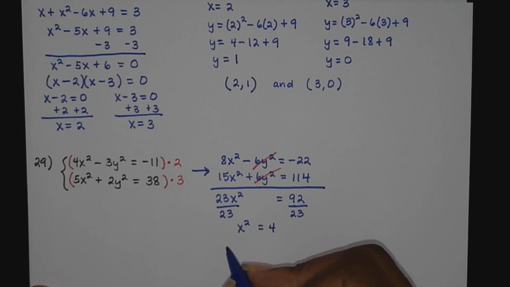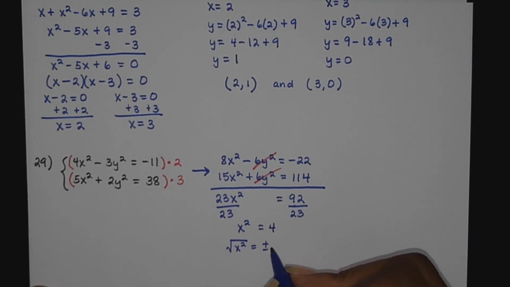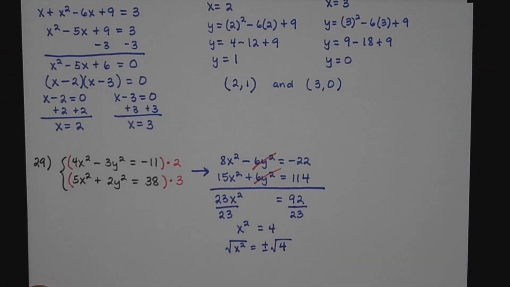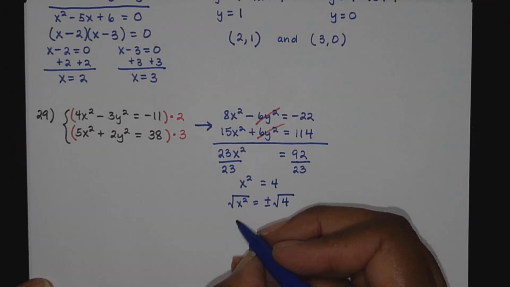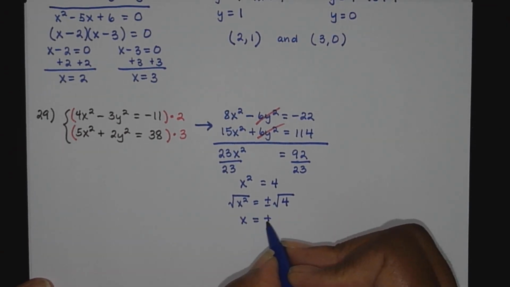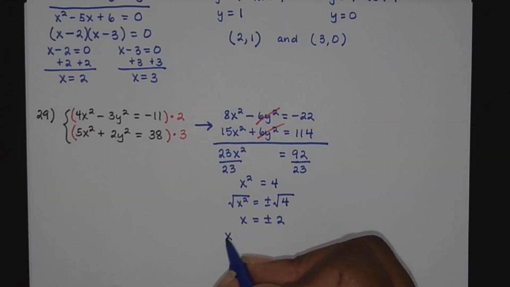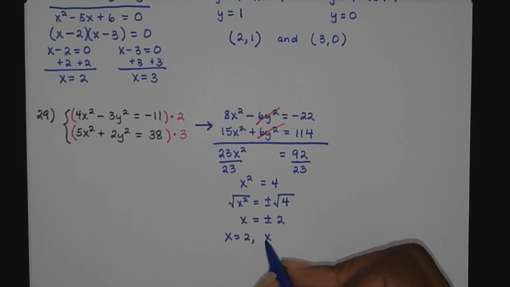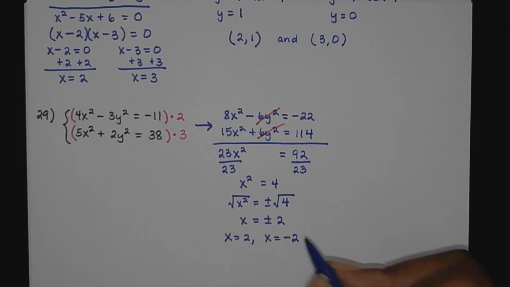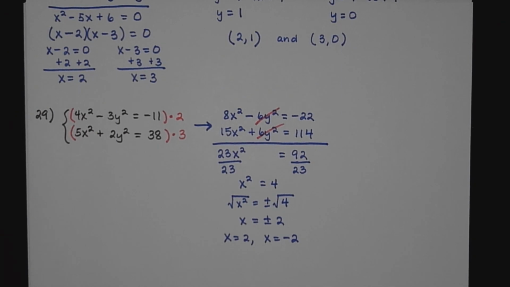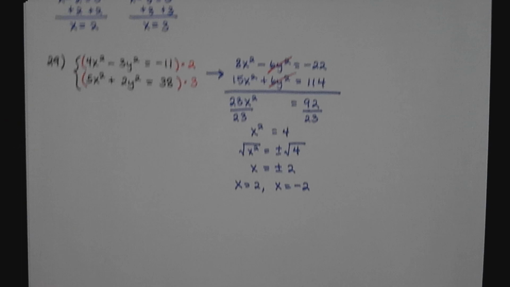Now, opposite of squaring something would be to take the square root and also include plus or minus. That means x will have to be plus or minus 2. So x is going to be positive 2 or negative 2. For each of these x values, I'm going to substitute into one of the original equations to find out what y is. And here I'm going to use the second equation in this case.